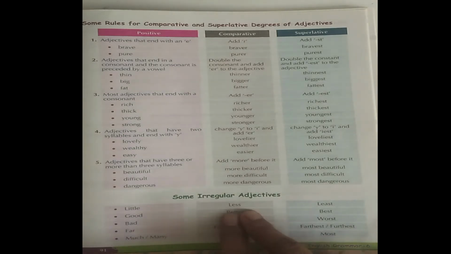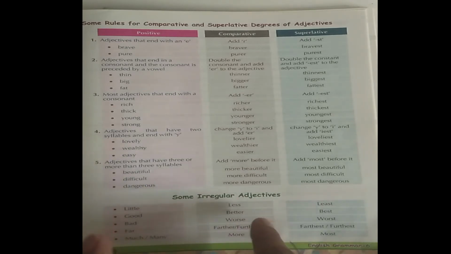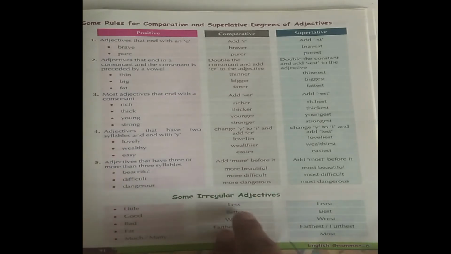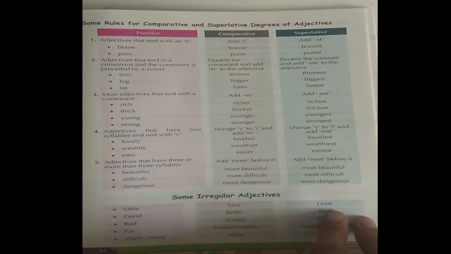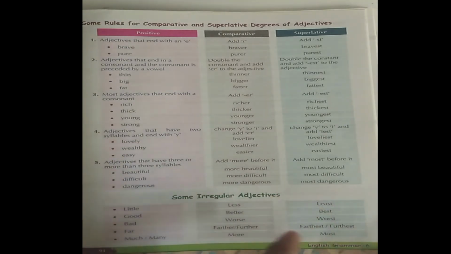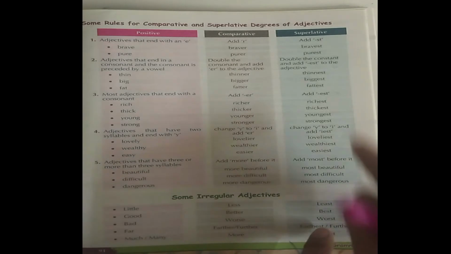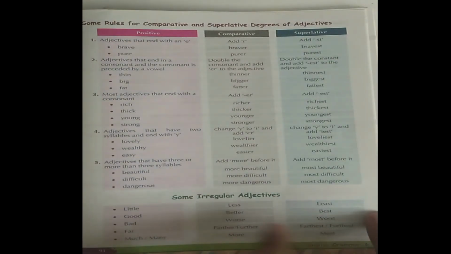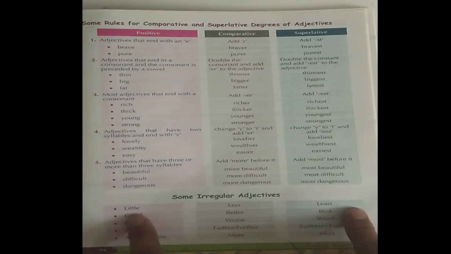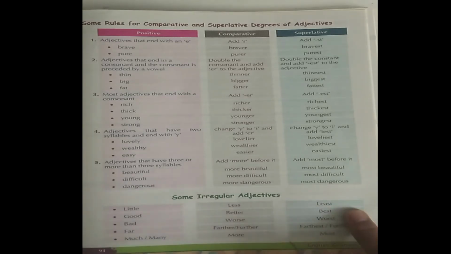you have to write its second degree, that is less. Less means when you are comparing two things, two objects or two persons together, then you have to use the comparative degree. And when you are comparing more than two persons or more than two objects, then you have to write the superlative degree. So what would be the superlative of little? Yes, little, less, least. But do remember the spelling of least, L-E-A-S-T.